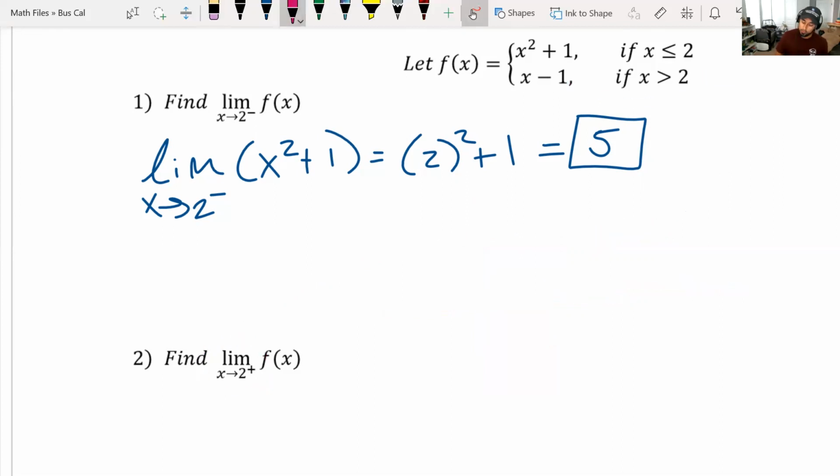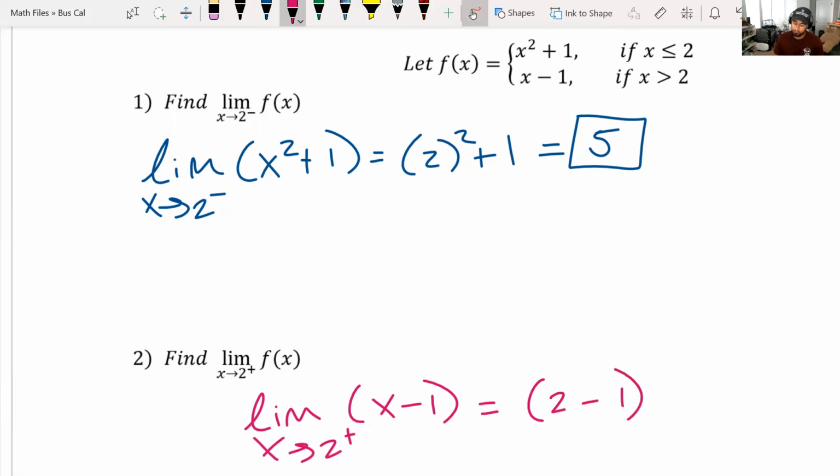So what we write is the limit as x approaches 2 from the right of x minus 1, which means now just plug in 2. You get 2 minus 1. Actually, I don't need parentheses there. I need them on the 2. 2 minus 1, which will give us 1.